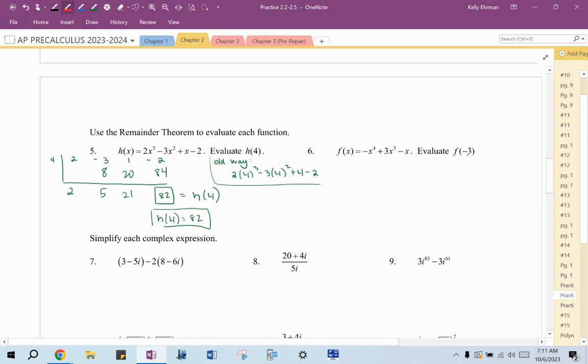Okay, let's do it again. So again, we could just plug in -3 in for all 3 of these x's, or we can use synthetic division. Beware of placeholders. -1x to the 4th, 3x to the 3rd, 0x squared, -1x. There's no constant. You need to have a constant as well. Drop down the -1, multiply, add, multiply, add, multiply.